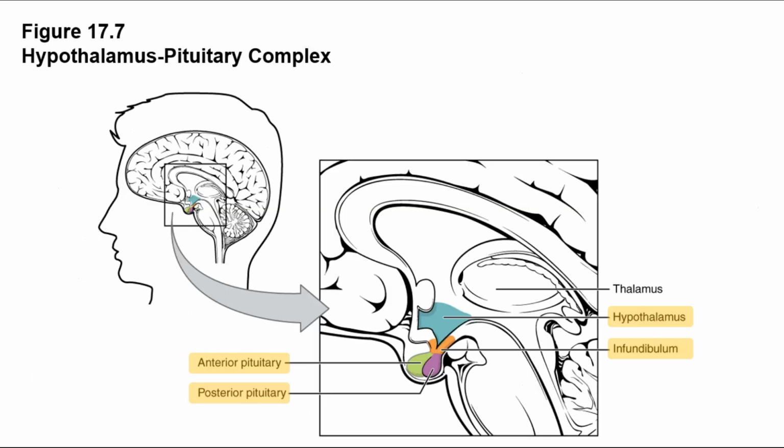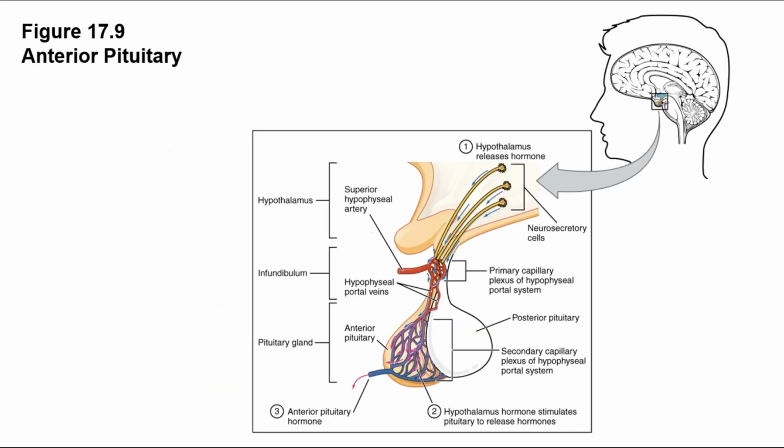Figure 17.7 examines the basic structures of the hypothalamus and pituitary gland connections. The pituitary gland is subdivided into the anterior and posterior pituitary. The gland is connected to the hypothalamus by way of the infundibulum. The anterior pituitary is composed of gland tissue with extensive capillary networks within it. The capillary networks are connected by a small series of veins called the hypophyseal portal veins.